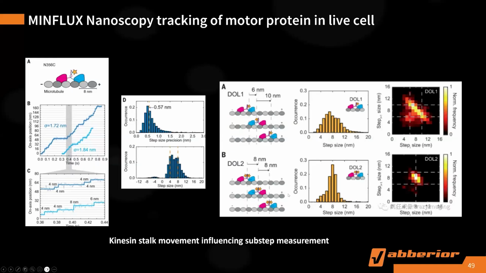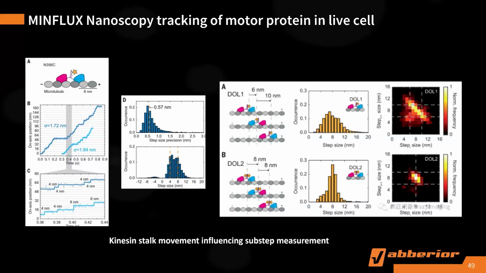Another paper is even more interesting. In this paper, the authors label the kinesin stalk with one dye. In the previous paper, the dye was labeled on the kinesin motor. In this paper, it's on the stalk of the kinesin. Then, interestingly, if we resolve the step size, it's 6 and 10, 6 and 10. It's not 8 nanometer, it's 8 minus 2, 8 plus 2.